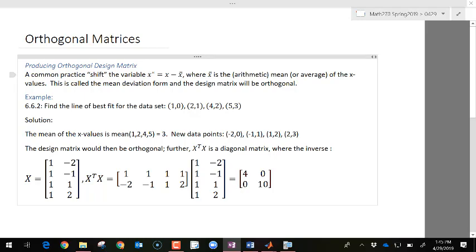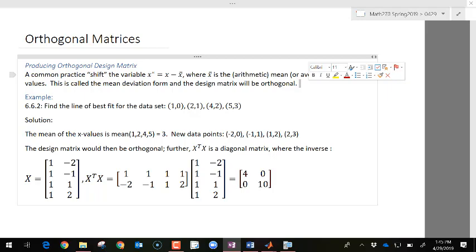So by doing that shift, this is called the mean deviation form, and the design matrix will be orthogonal. And orthogonal matrices are a lot easier to deal with. It turns out also that if you have matrices where the columns are orthogonal, but not necessarily orthonormal.